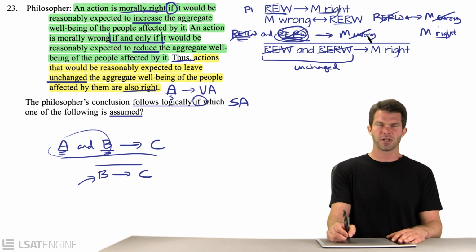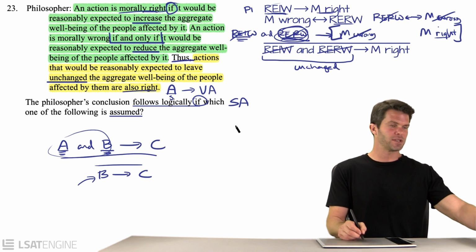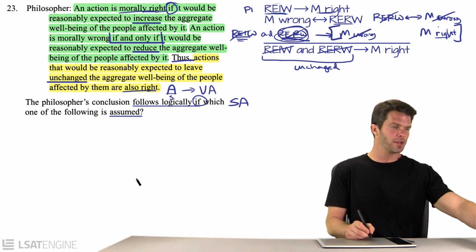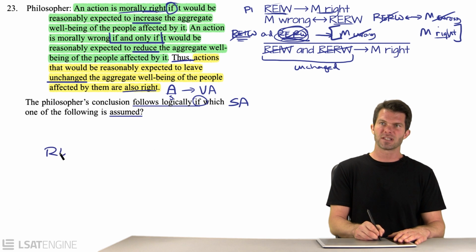It's this term that gets you to the idea that an action isn't morally wrong, but there's still a gap here. If it's not morally wrong, then it's morally right. And so that's where we're expecting the answer choice to fill the gap. And if it does fill the gap, we're going to be in business. Let me show you. So I'll just draw the statement we're going to make. If it's not reasonably expected to reduce well-being, then it's not morally wrong, so it's morally right.